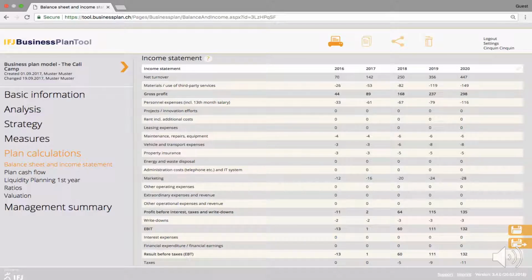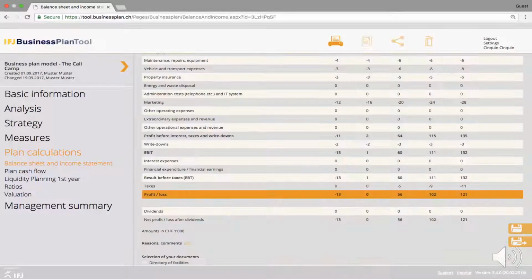The income statement, on the other hand, shows what we project to earn in a given year. So in 2016, we project to earn $70,000, spend $26,000 on materials and services for a gross profit of $44,000, and then, whoops, a loss of $13,000 in the first year, followed by an increase in profits over the following years of activity. And this is what we're hoping.